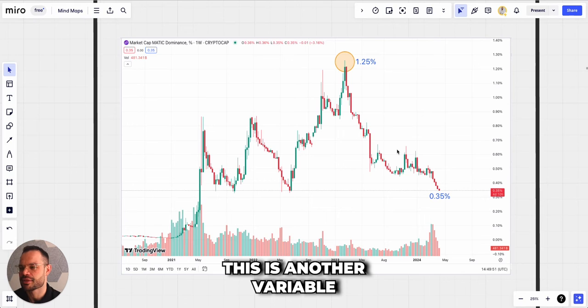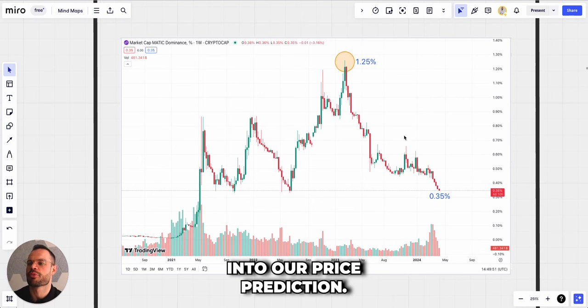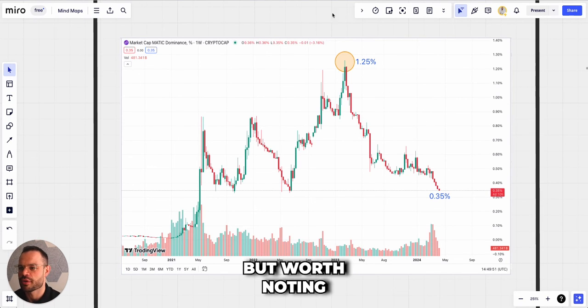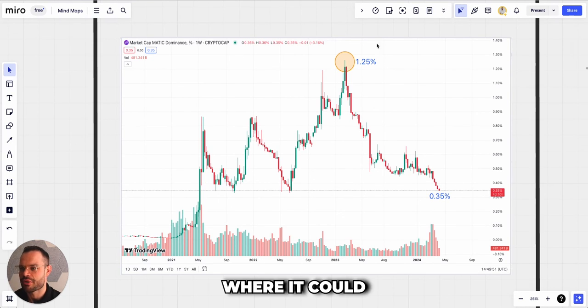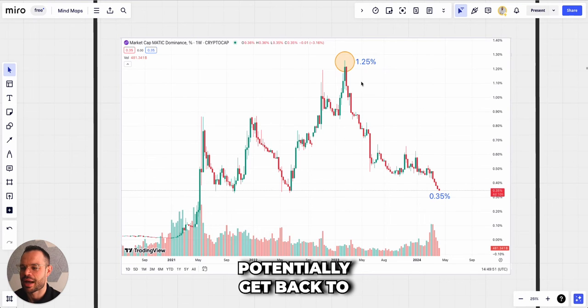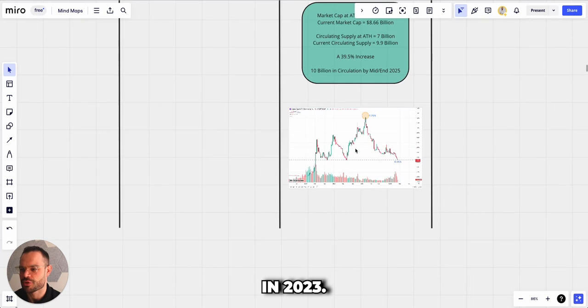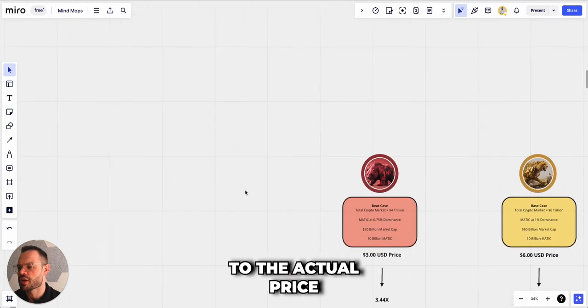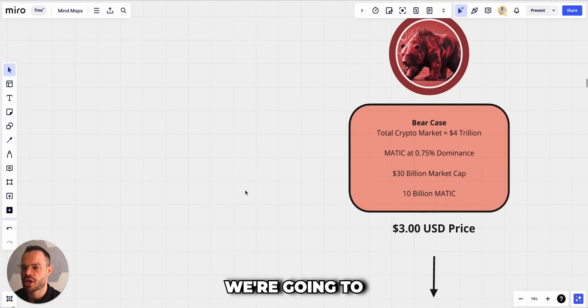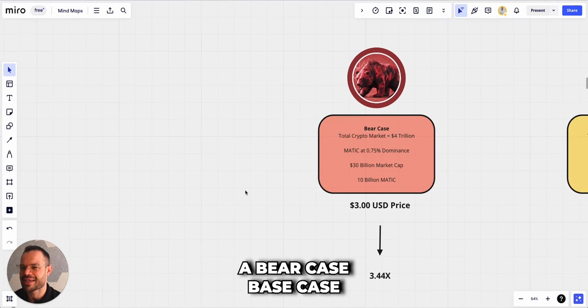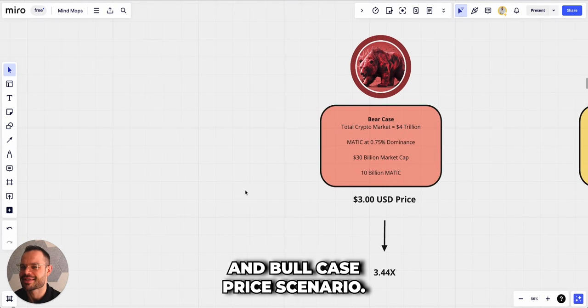So again, this is another variable we're going to be plugging into our price prediction, but worth noting the dominance levels that MATIC is currently experiencing versus where it could potentially get back to, as we saw it performing in 2023. So moving on to the actual price prediction, as always, we're going to be doing a bear case, base case, and bull case price scenario.